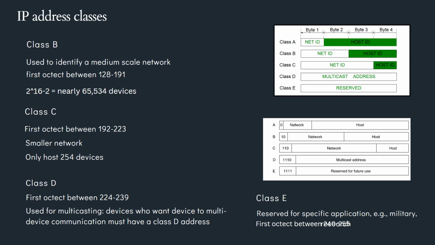And then class E is separately used for military applications and research applications, right? And its first octet will be between 240 and 255.